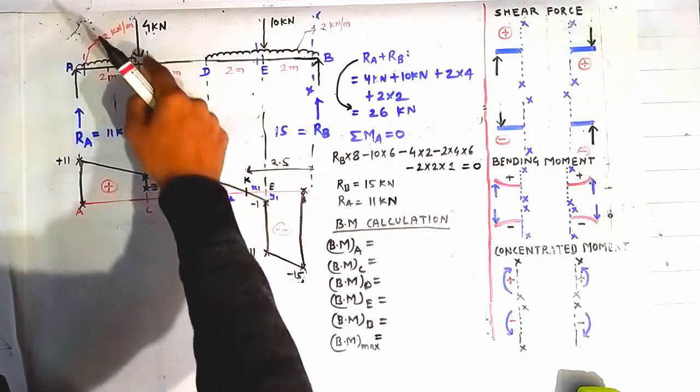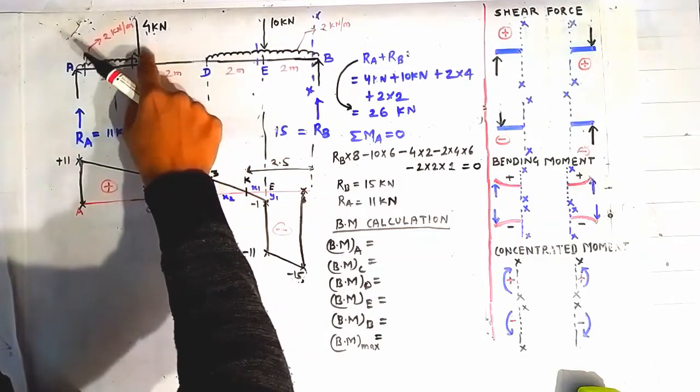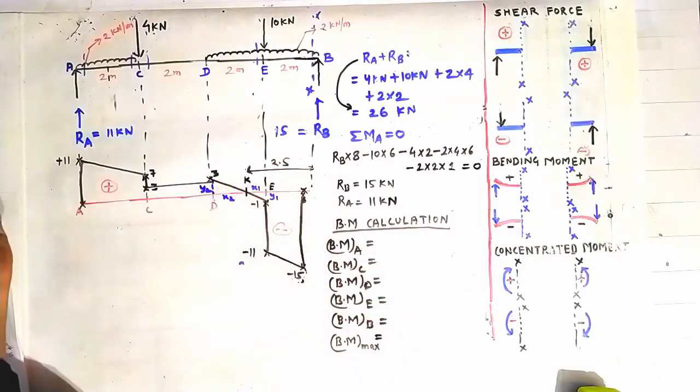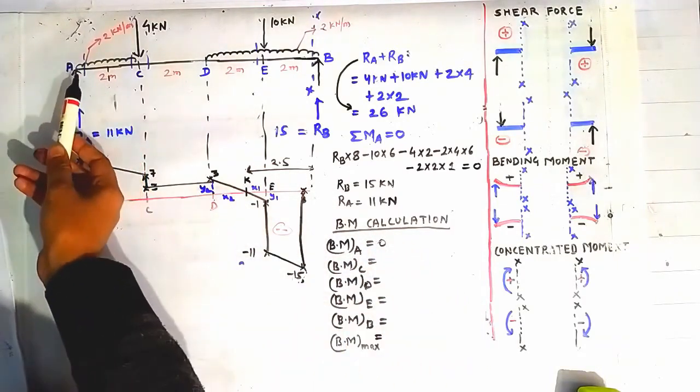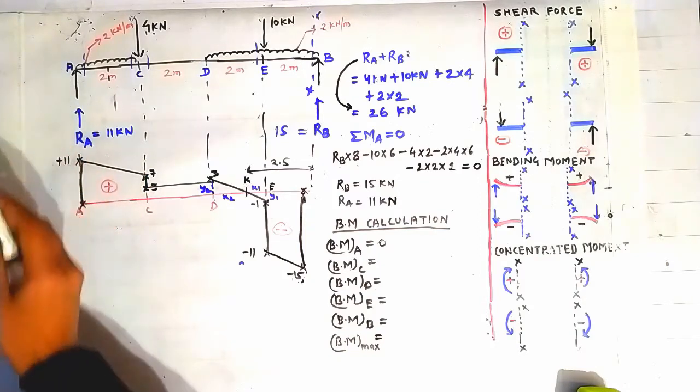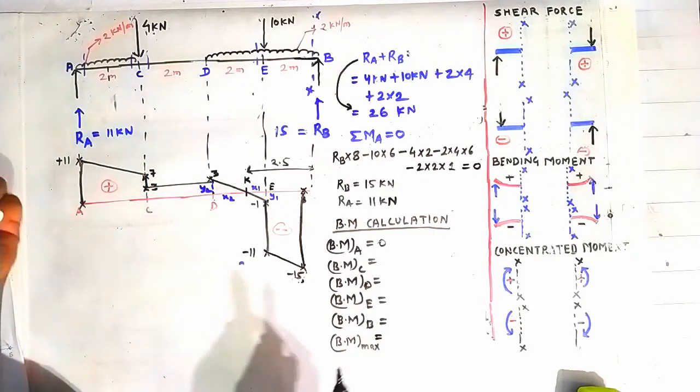That's why the bending moment we do not need to calculate on the left side or on the right side of these points. So the bending moment at A is 0, because there is no force lying on the left side of the point A. Nothing is lying on the left side of the point A.